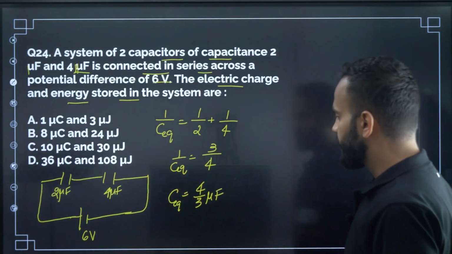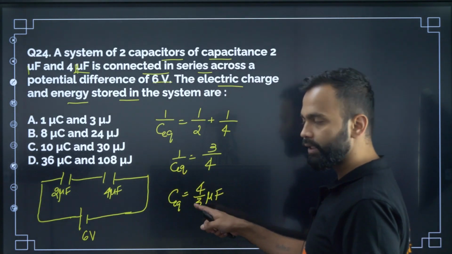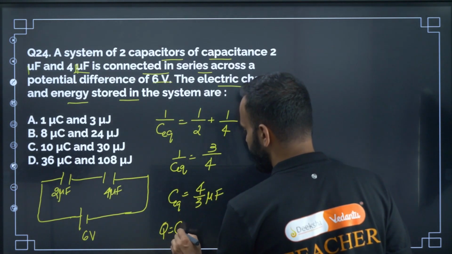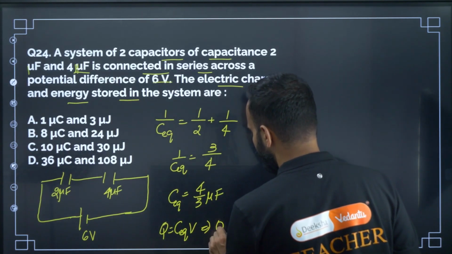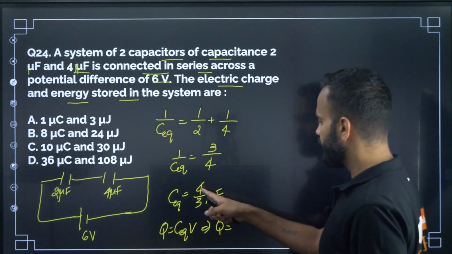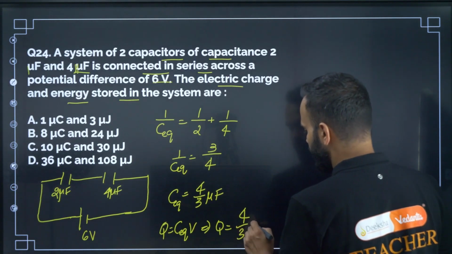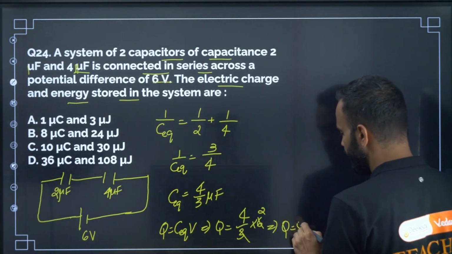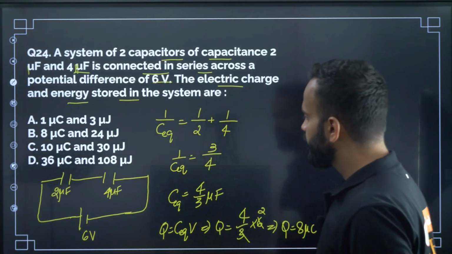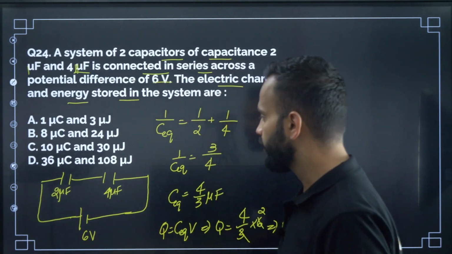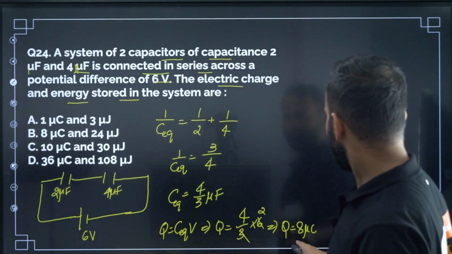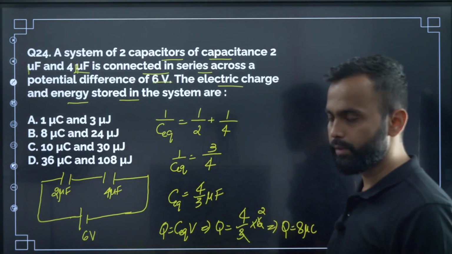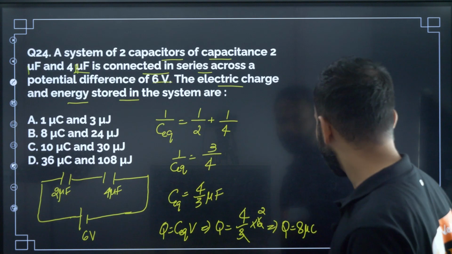Let us find the charge on each capacitor, that is the charge on this C equivalent. The charge Q equals C equivalent into V, so that is 4 by 3 into 6, which is 8. So Q is equal to 8 microcoulomb. The charge on each capacitor is 8 microcoulomb. We need to find the electrical charge and energy stored in the system, so this is the electrical charge stored in the system.